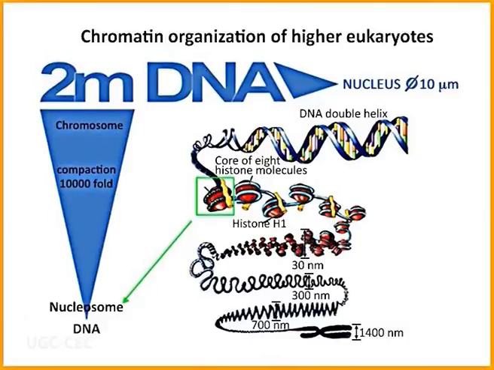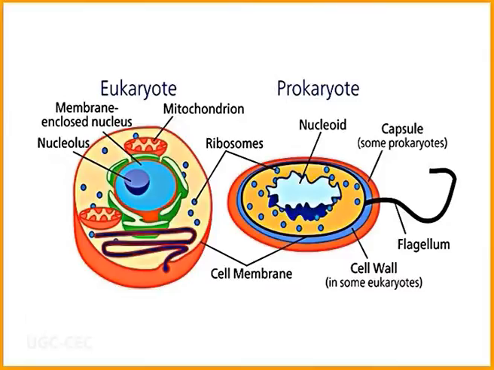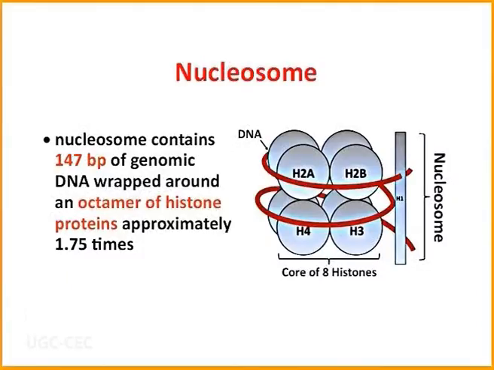Chromatin is only found in eukaryotic cells. Prokaryotic cells have a different organization of their DNA, which is localized within the nucleoid region. Chromatin is comprised of histones and DNA.